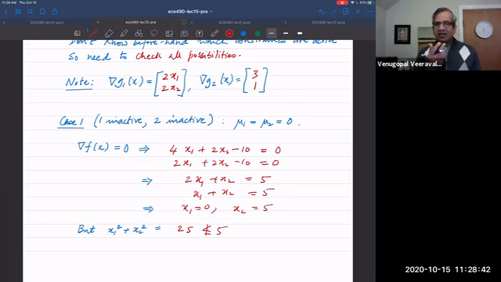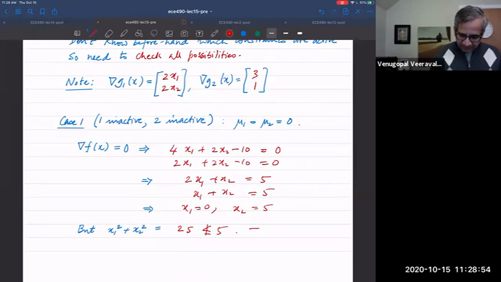It turns out that the second constraint is met: 3x1 plus x2 is 5 in this case, which is less than 6. But the first one's not met. So this solution is not feasible, and we have to move on.